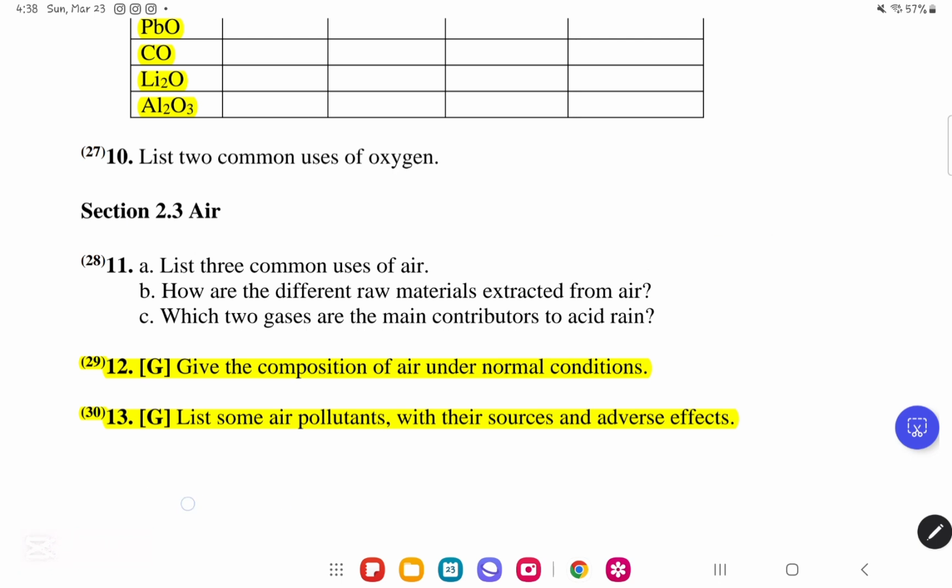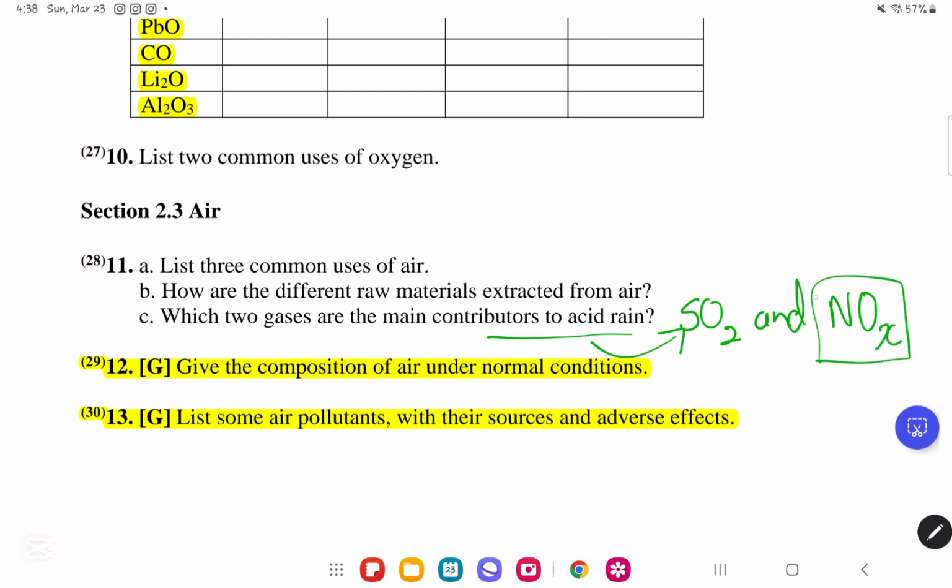Okay, and now in part C, they said which 2 gases are the main contributors to acid rain. Usually they are sulfur dioxide and nitrogen oxide. So it's NOx, nitrogen oxides or NOx.